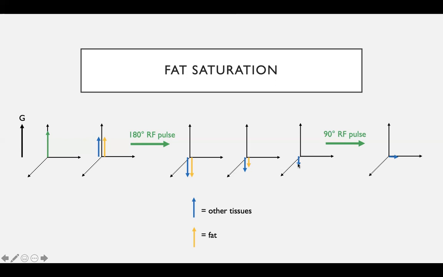So what you do now is you do a 90-degree RF pulse. And when you do this pulse, all the tissues are going to move to the 90-degree transverse axis, but then fat, which was at z equals 0, remains at z equals 0. And so you essentially eliminate all of the fat contributions.